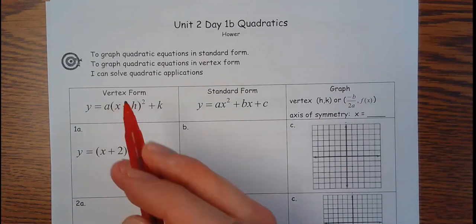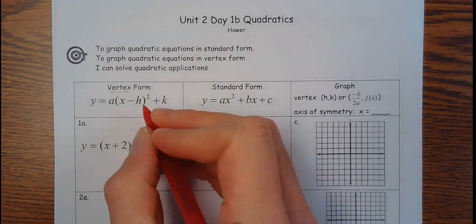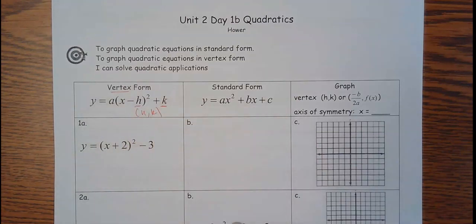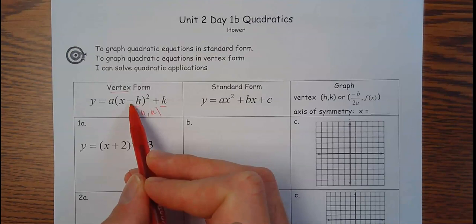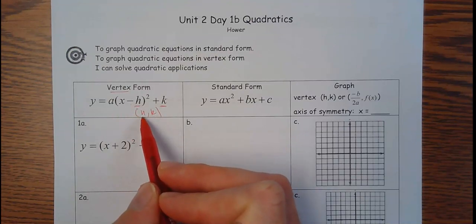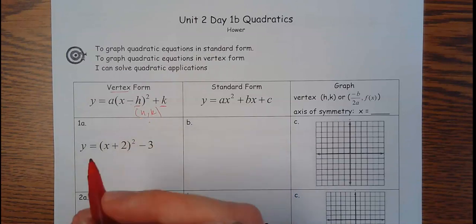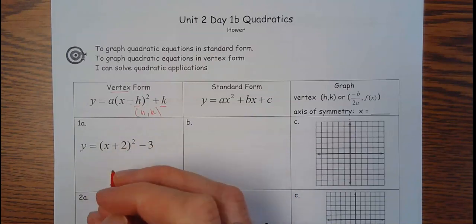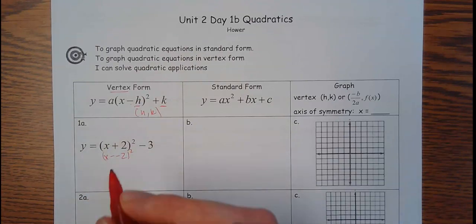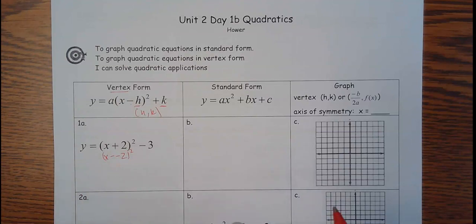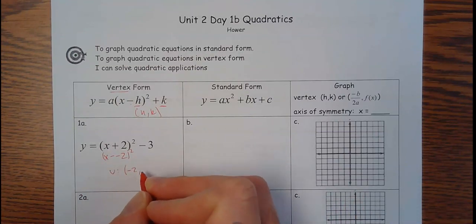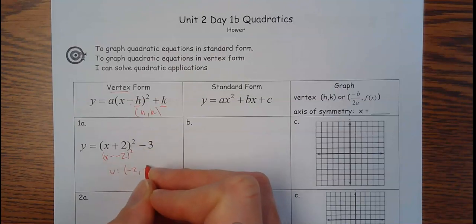If it's in vertex form, it's awesome because it tells you the vertex. The vertex is (h, k). Whatever you're subtracting is the h, and whatever you're adding is the k. So that's the y coordinate of the vertex, and this is the x coordinate of the vertex. So here, when it says x plus 2, you say, what am I subtracting? Well, that's the same thing as minus negative 2. So on this one, my vertex would be negative 2, and then over here, negative 3.